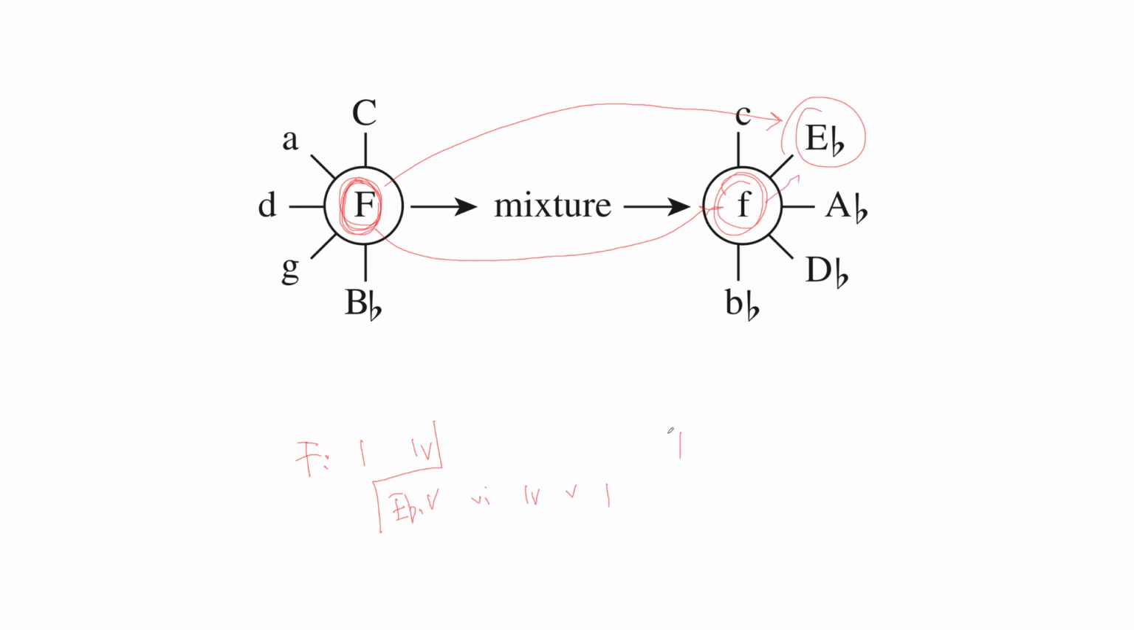So 1, I change the major mode 1 to minor mode 1, and I am automatically in E flat major on the 2nd degree. And after that, 2, 5, and 1. I can end as follows. Let's listen to this version.